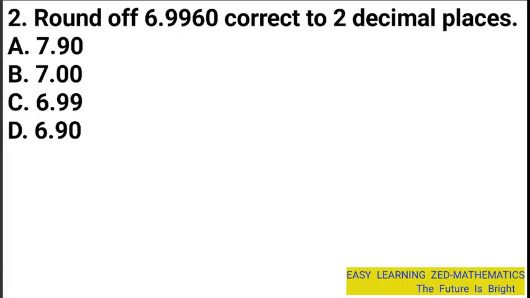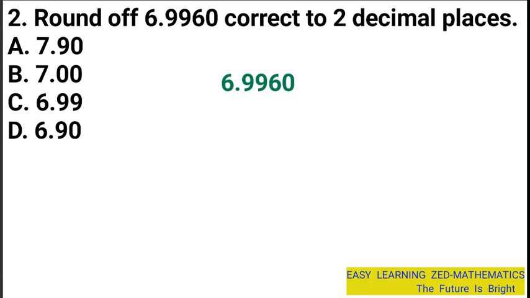Question 2 was, round off 6.9960 correct to 2 decimal places. In this question, they're asking you to round off this number to 2 decimal places. So what we're going to do is write the number first, and after we write the number, we need to identify the numbers that will be included in our answer, or the decimal places that will be left. We also identify the number that we're going to get rid of.